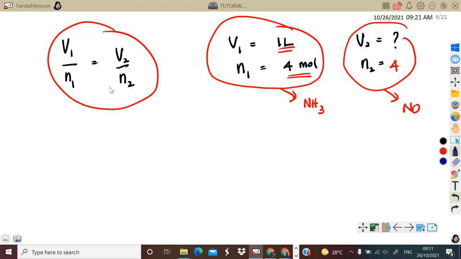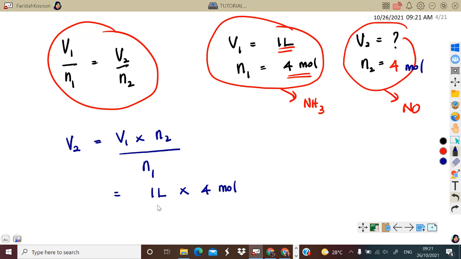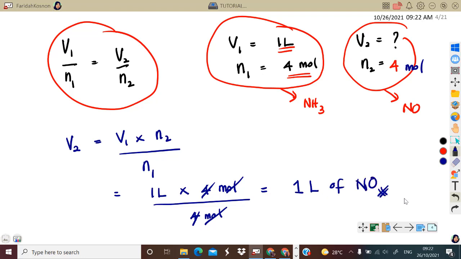So kalau you substitute dekat sini, we are going to determine V2. Jadi maksudnya V2 sama dengan apa? V2 sama dengan V1 times N2 divide by N1. So kalau you gantikan kat sini, V1 adalah 1 liter, darab mol dia 4 mol, divide by, you tengok kat sini, N1 adalah 4 mol juga. Nampak, you will get the same answer seperti yang saya buat gunakan stoichiometry tadi. So, final answer adalah 1 liter of nitric oxide. So, sama juga. Okay, alright.